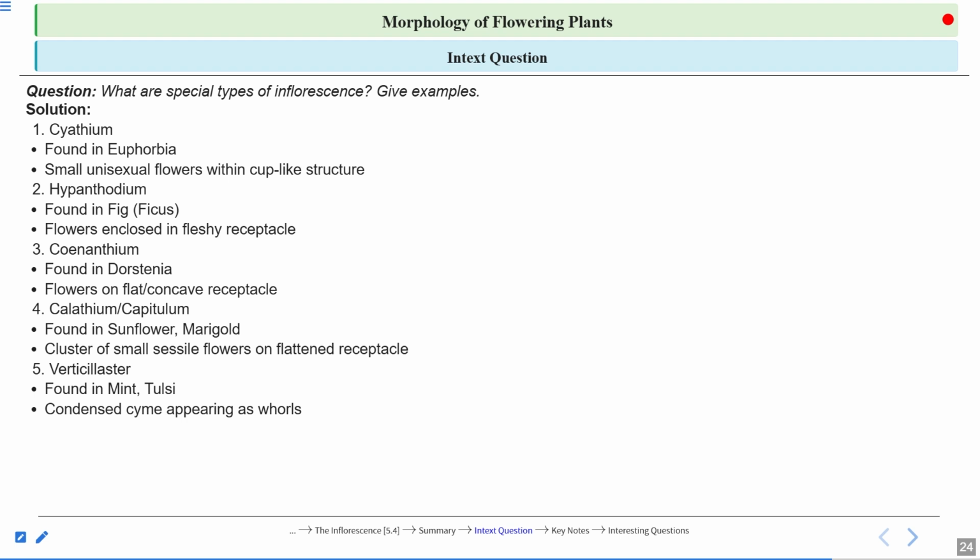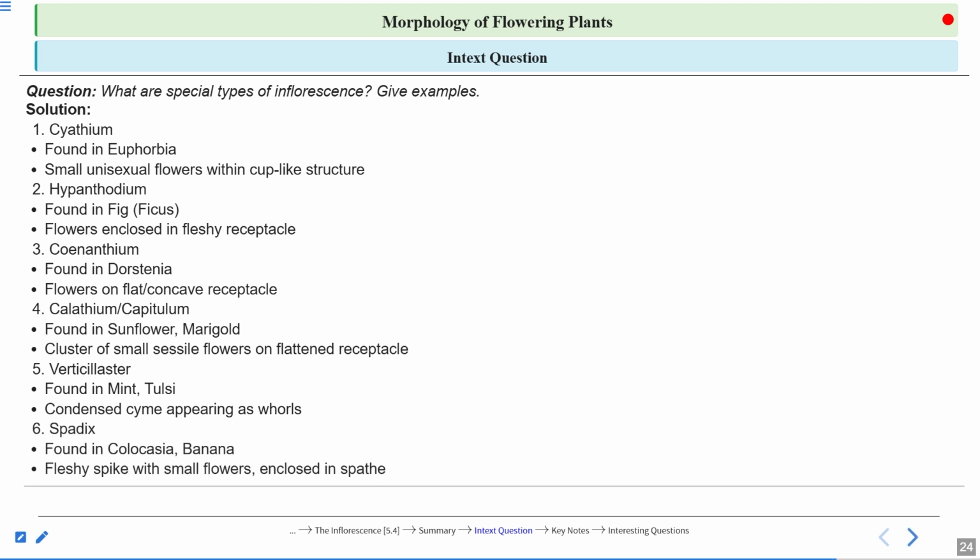This is also very important. So this is a condensed cyme appearing as whorls, found in mint and tulsi. Condensed cyme means cymose inflorescence. We talked about racemose and cymose. This is condensed cymose inflorescence which appears as whorls. Now Spadix. Spadix is found in colocasia and banana. So first of all, you should remember examples of all of these. This is a fleshy spike with small flowers enclosed in the spathe.